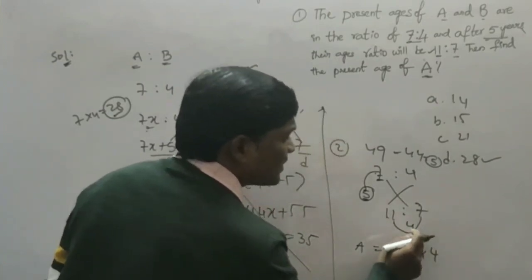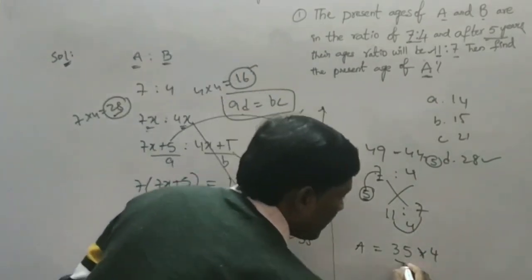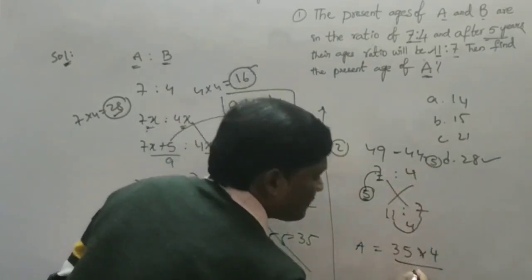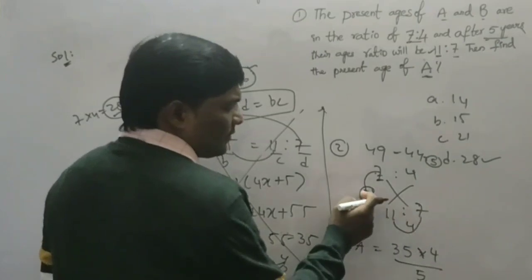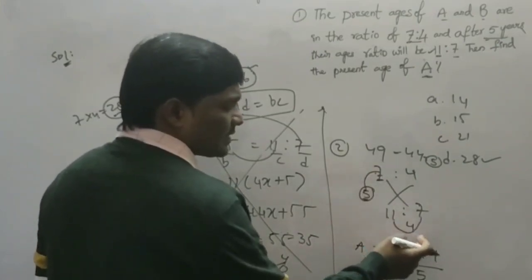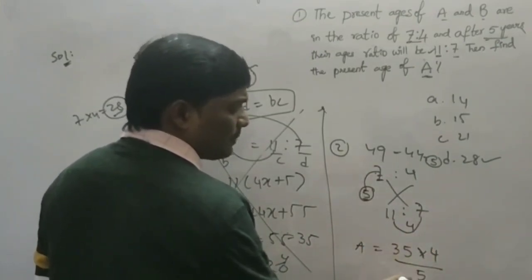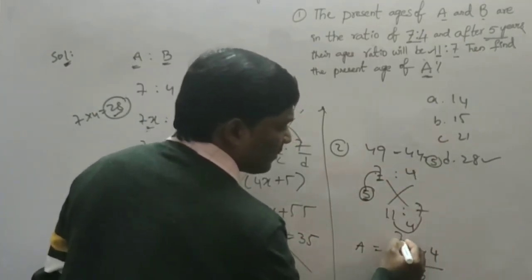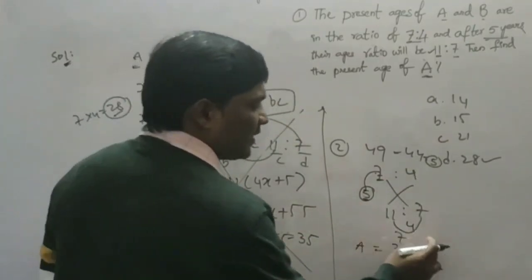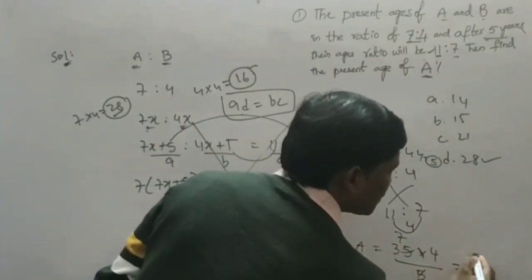Second step difference is how much? 4. First step difference is how much? 5. So 5 sevens are 35. Second step difference by first step difference. First step difference is how much? 5. Then 5 ones are 5, sevens are 35. 7 fours are 28 years.